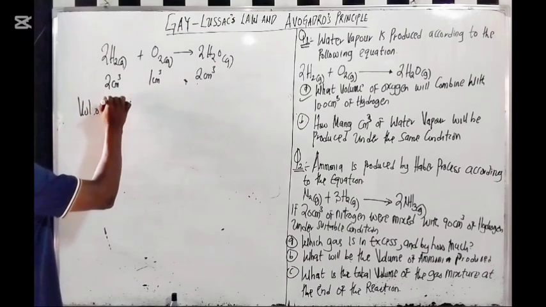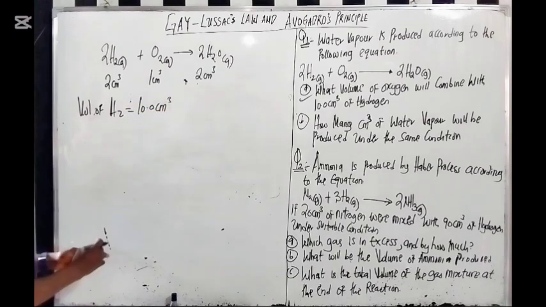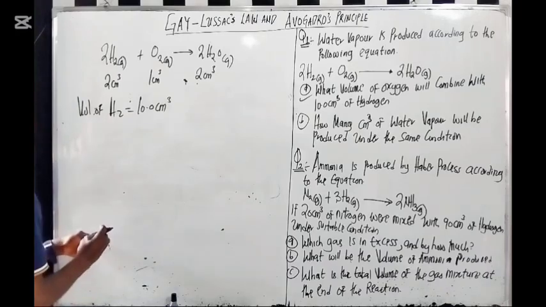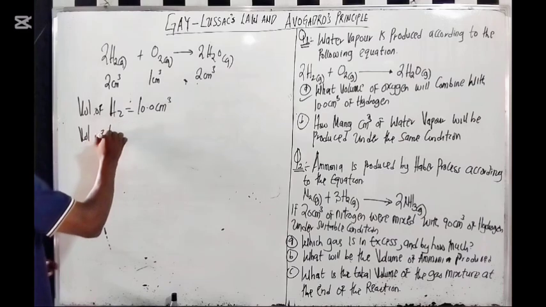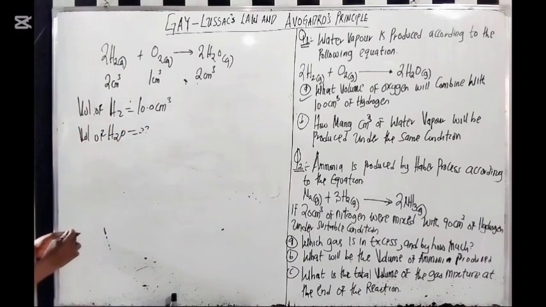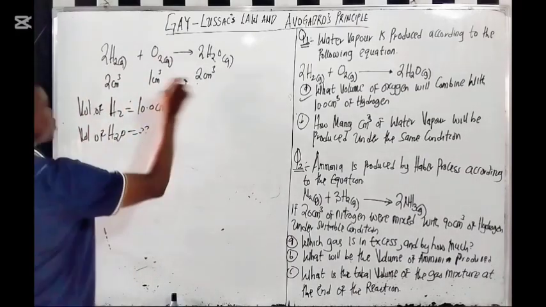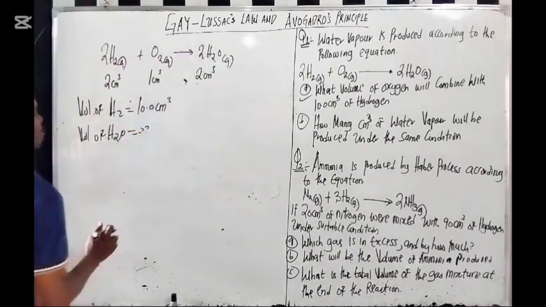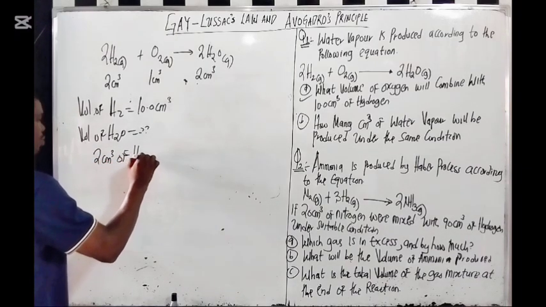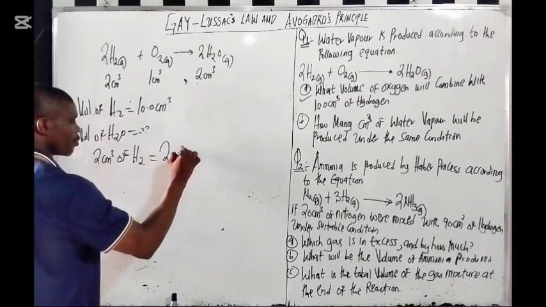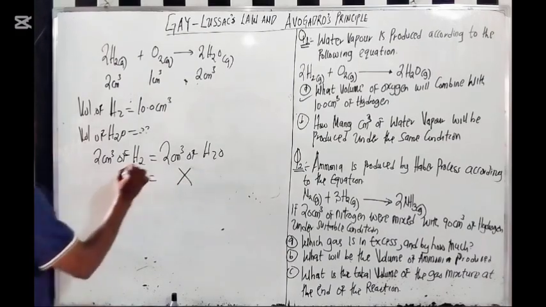So the volume of H2 is 10.0 cm³. Please pay attention here. Now what do you have here? That's now the volume of H2O. So I have to compare these two. 2 cm³ of H2 equals 2 cm³ of H2O. So this is what they say it should look like. So here will be x. Here that becomes what?